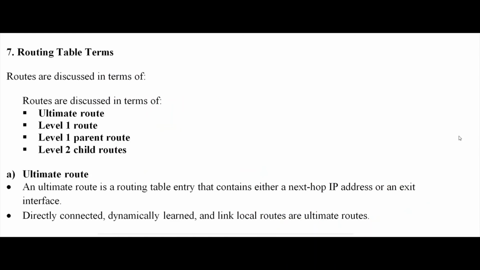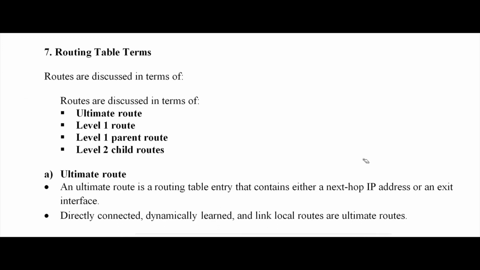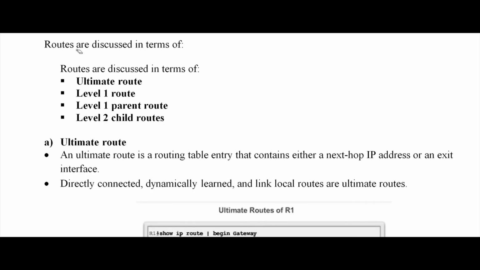So the next topic we are going to discuss is routing table terms. Almost we completed; the same thing is going to repeat now. If you take routing, the routes are discussed in terms of 4: ultimate route, level 1 route, level 1 parent route, level 2 child route. We discussed two different types of routes. One is directly connected route and second one is the remote route.